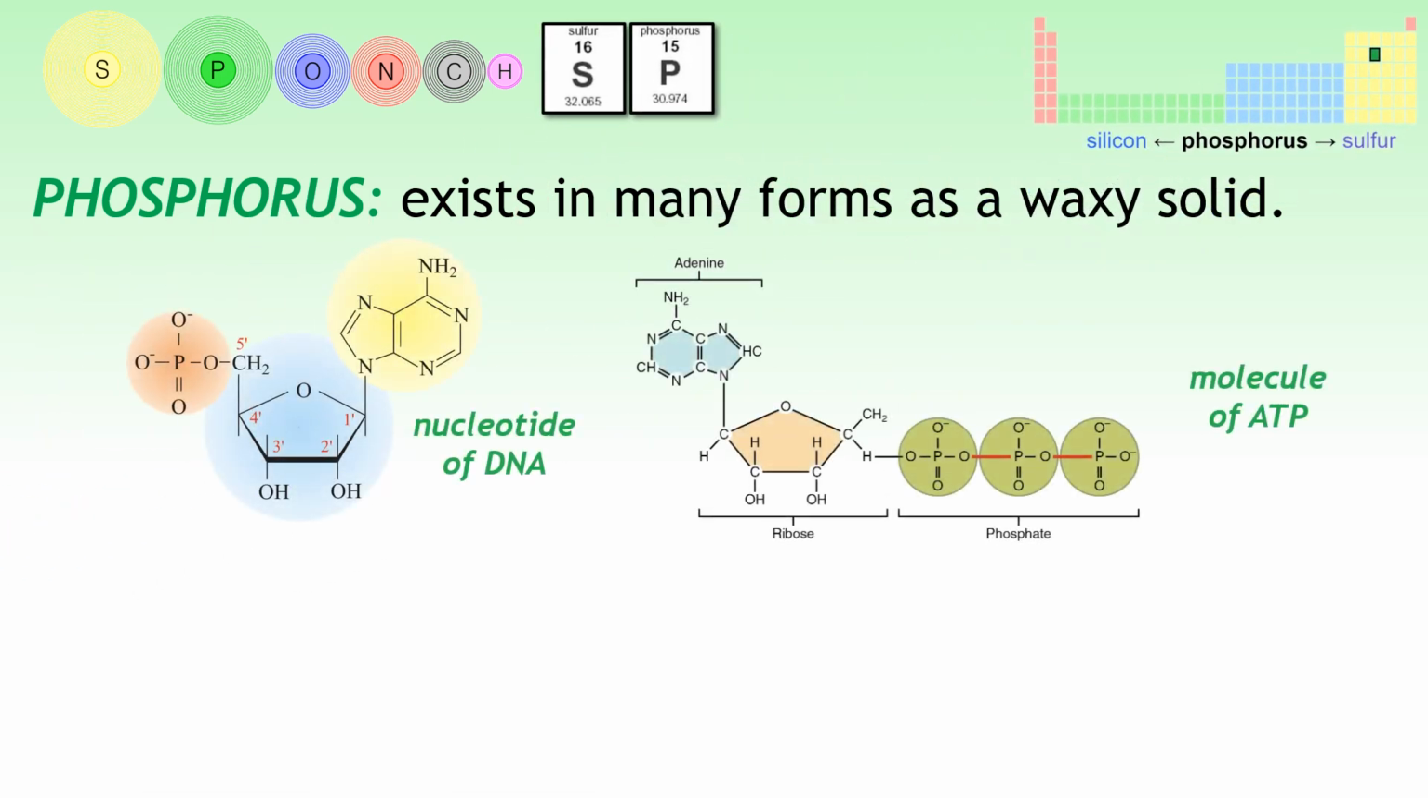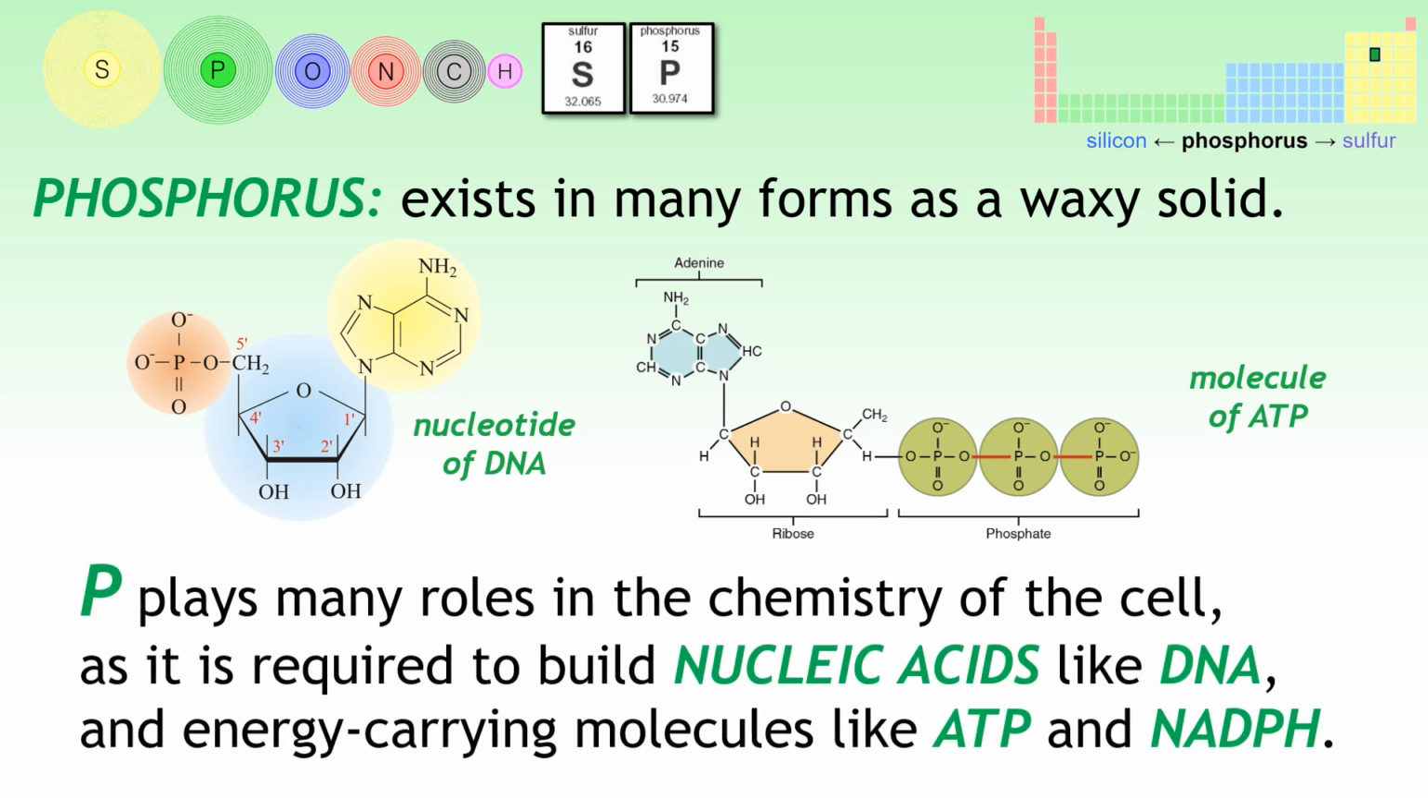What is the role of phosphorus in living things? Well, it's very numerous. It plays many roles in the chemistry of the cell. It's required to build nucleic acids like DNA. Here we have what's called a nucleotide of DNA. It's like a single piece of DNA.